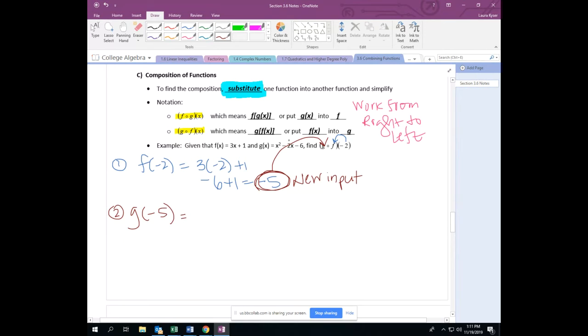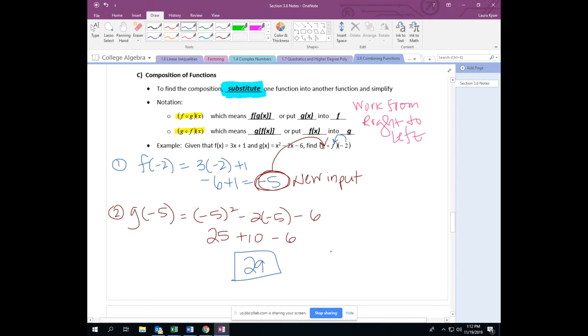And so I plug into the g function this time. -5 squared minus 2 times -5 minus 6. And -5 squared gives me 25. -2 times -5 gives me 10. And then minus 6. Now, once I evaluate this, 25 plus 10 minus 6, that's 35 minus 6 is 29. This value is your final answer.